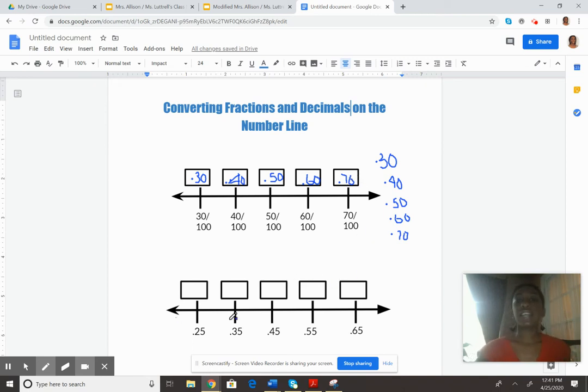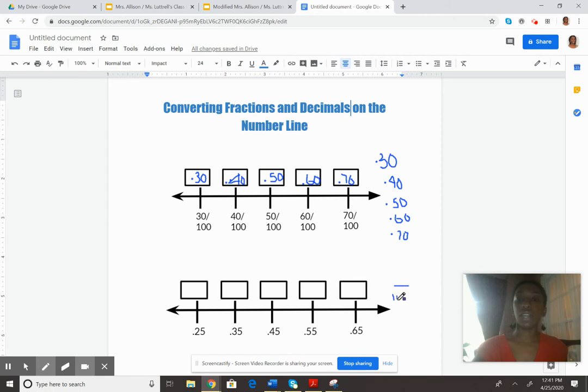Now, let's look at here. So now we have our fractions. We have our decimals, and we need to convert our decimals into fractions. So I see that my decimal is in the hundredths place. So I would know automatically that my denominator would be 100, because my decimal is in the hundredths place.